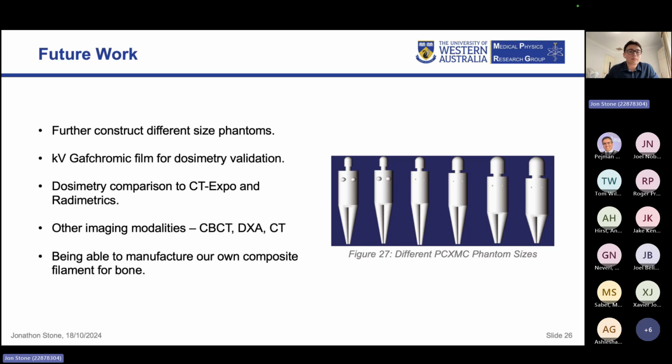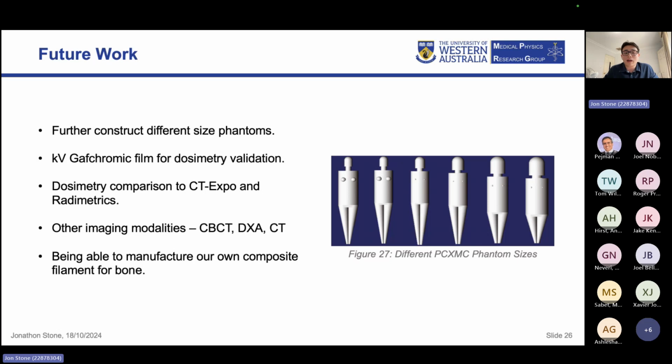So now onto future work. So we want to further construct our phantom for different phantom sizes. So for example, this image here is the different phantom sizes used in P6MC. So we want to construct different sizes, as well as possibly implementing GAF chromic film for kV dosimetry measurements.